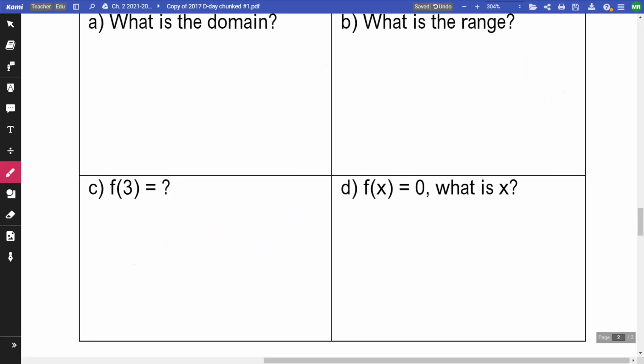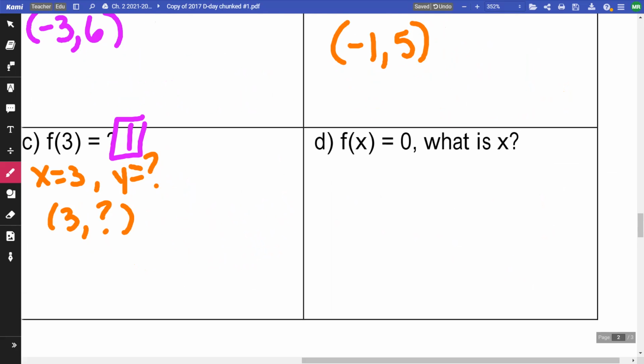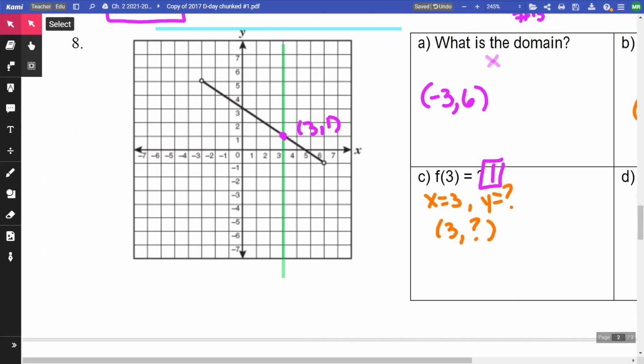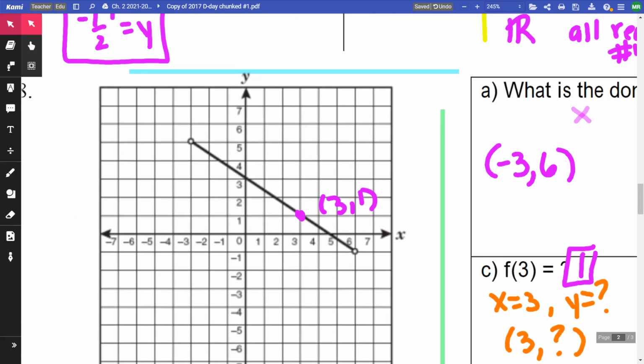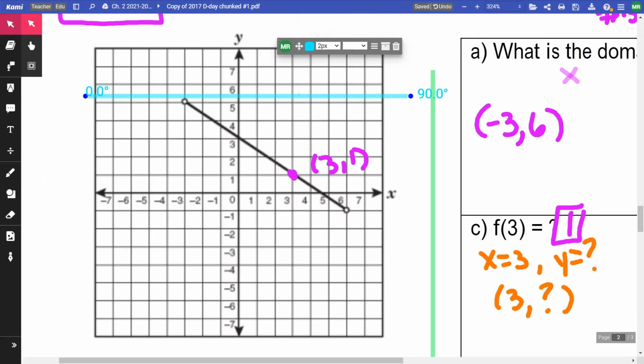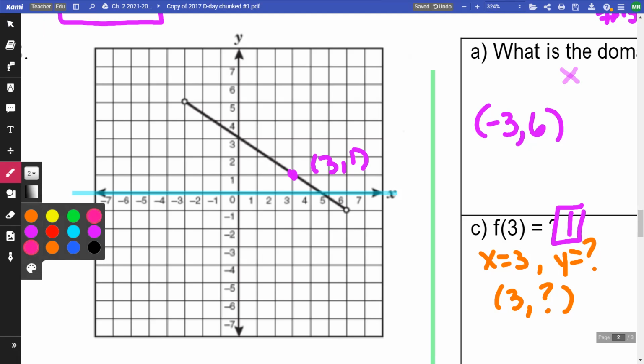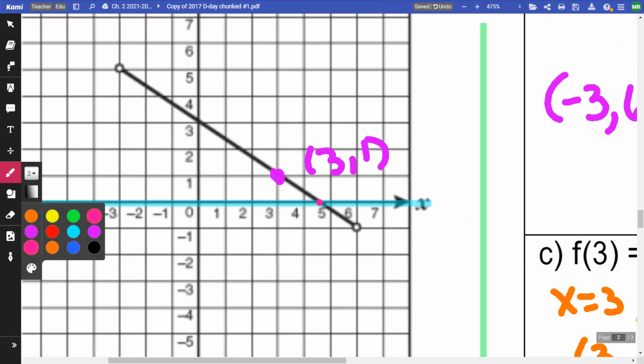Now, when I'm looking at this one here, this time I want to know what is my x when my output or y is 0. So I know my y is 0. So I'm going to come back to this graph, and instead of looking at this vertical line, I'm going to look at my horizontal line. I'm going to move this horizontal line until I'm where my y is 0. This is where my y is 0, on the x-axis. And where does that cross? Well, it looks like about here.